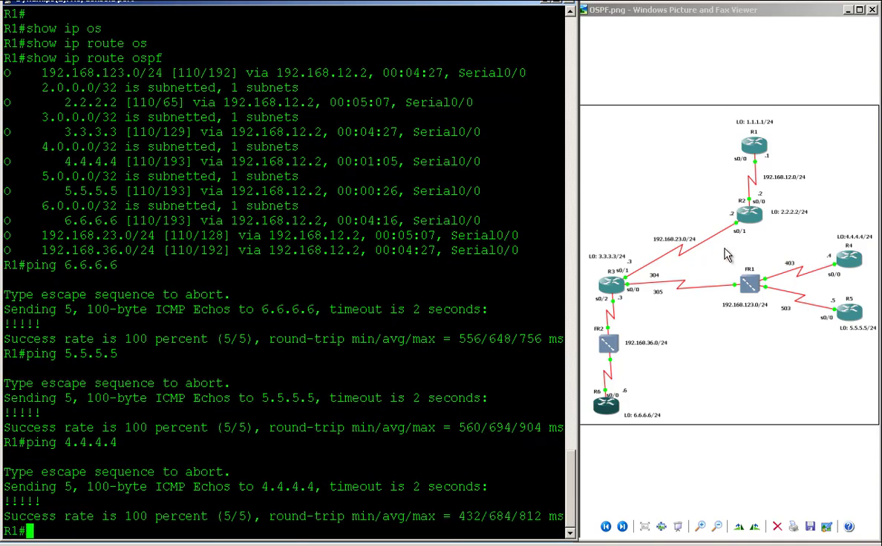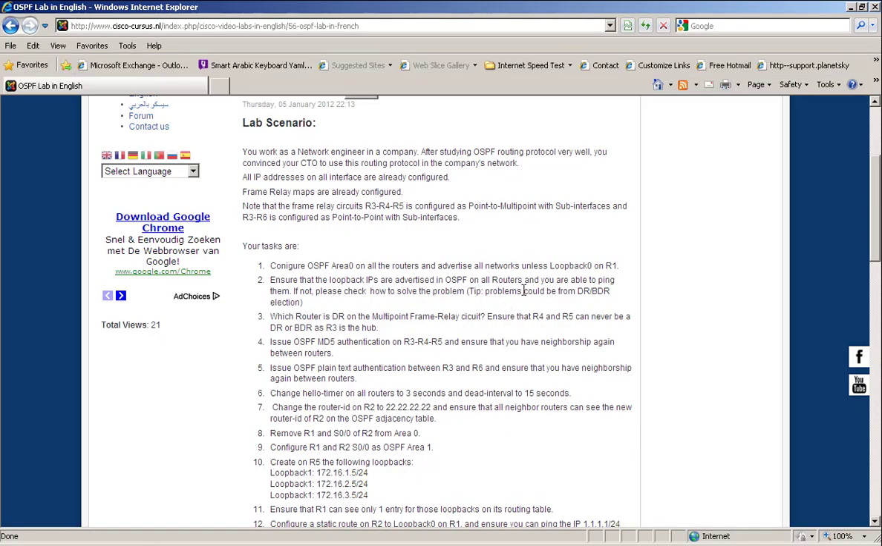So always when you have a non-broadcast, you should issue a neighbor command, and non-broadcast comes always on the multi-point, point to multi-point. Alright, that's fine. So let's go. So here they said the problem could be from DR and BDR, and that was not the case. Now, which router is DR in the multi-point frame relay circuit?